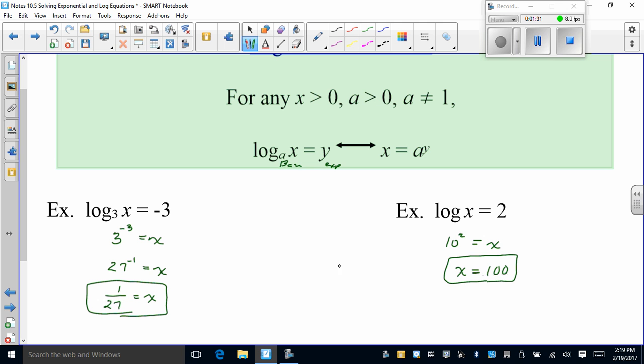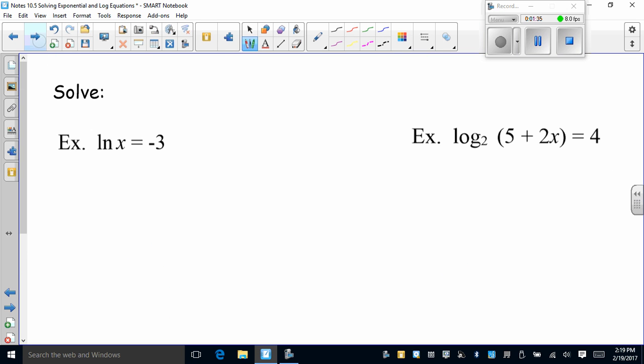Okay. So on this one here, again, x cannot be less than 0. So we have e to the negative third equals x. And that negative 3 tells me the e goes in the denominator, so this is 1 over e cubed, and we will leave it like that, equals x. Again, greater than 0. But now we have something like this. Now we need to talk about this one.